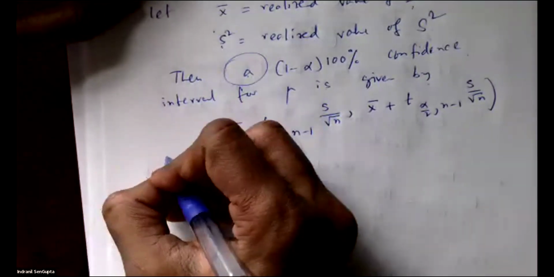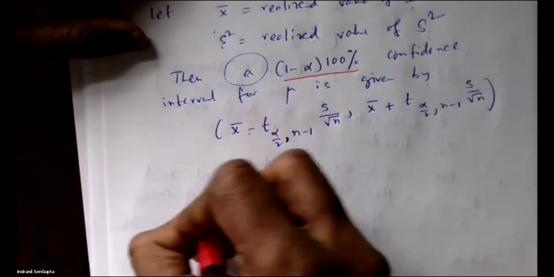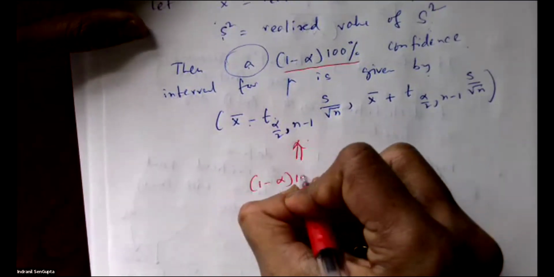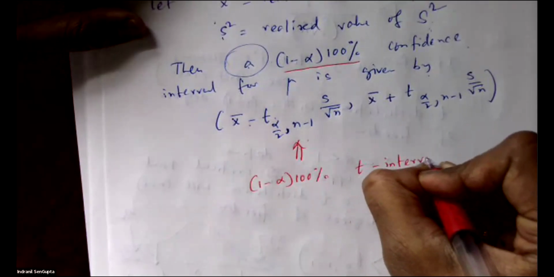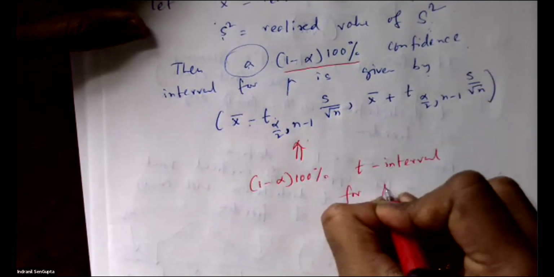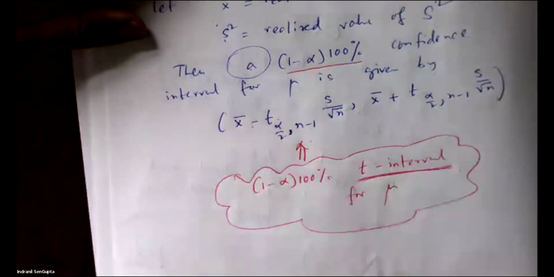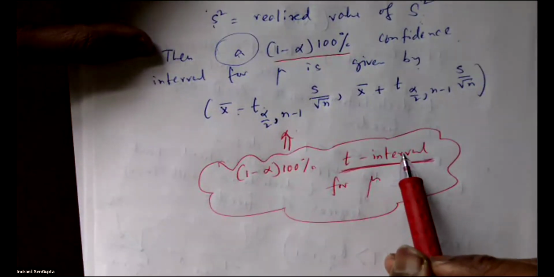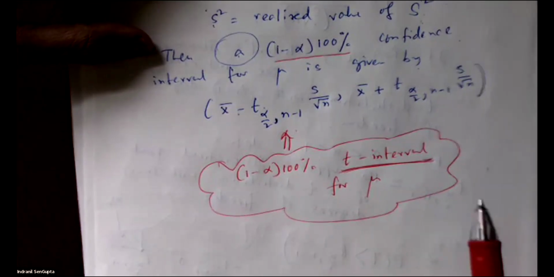So this interval is referred to as, as I mentioned, the 1 minus alpha 100% t interval for mu. It's a t interval because later on we'll do some other intervals too. Why is it a t interval? It's based on the t statistic.